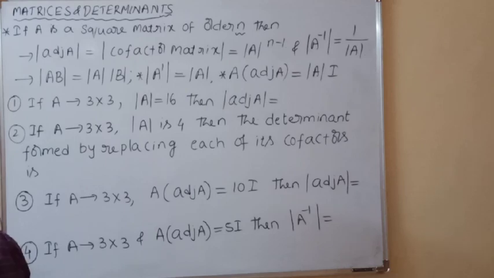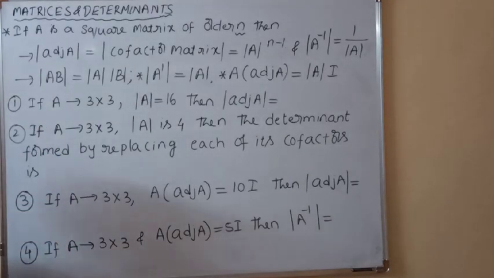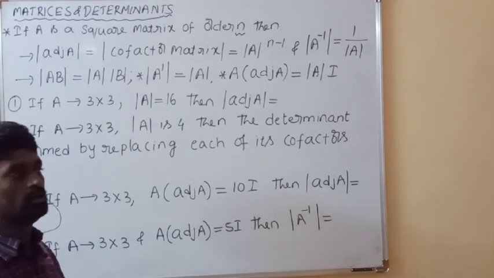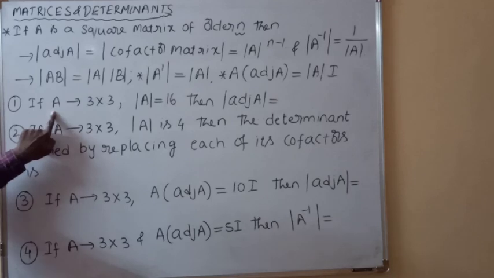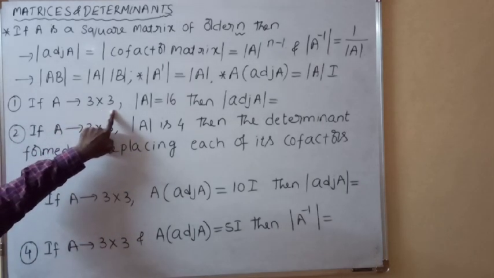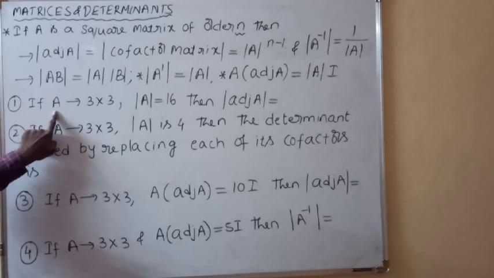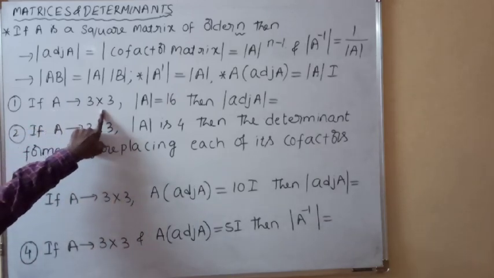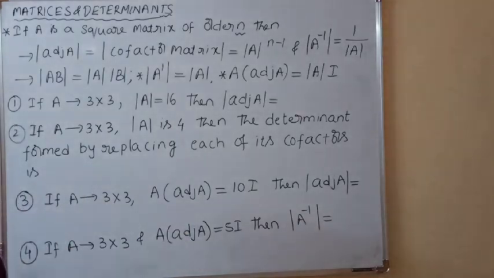Okay. Now problems based upon these formulas. Because all problems are asked minimum 2 times. Okay. So look at this first question. Here the statement is, if A is a square matrix of order 3 by 3. Short form I have written here. If capital A is a square matrix of order 3 by 3 and det A is equal to 16, then what is the det of adjoint A?